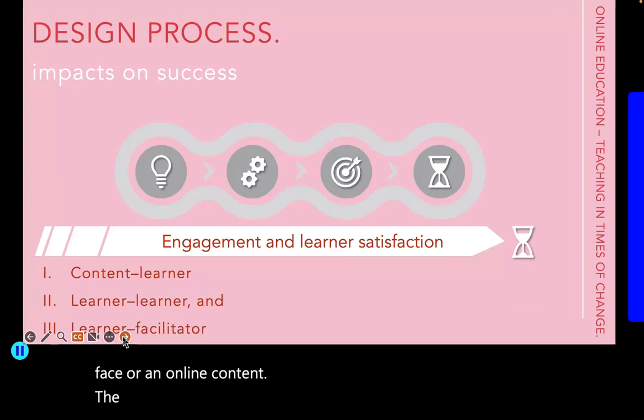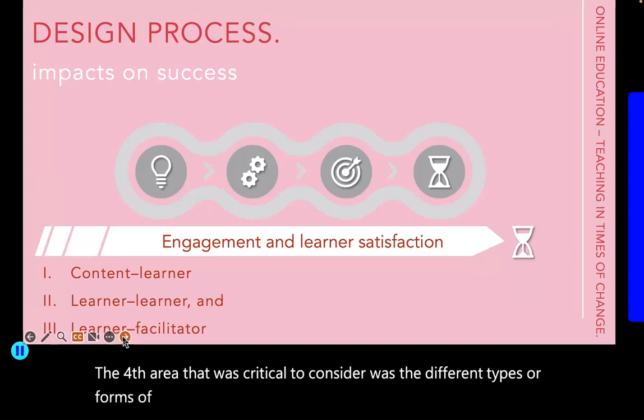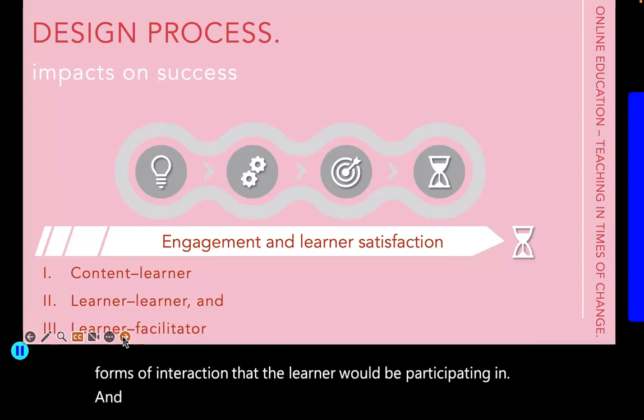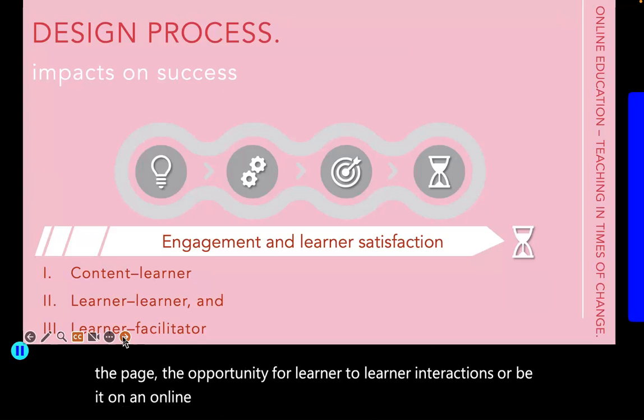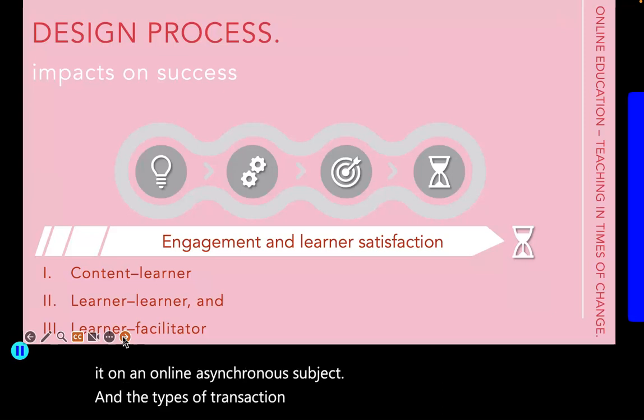The fourth area that was critical to consider was the different types or forms of interaction that the learner would be participating in. And that is the interaction between the learner and the content on the page, the opportunity for learner-to-learner interactions, albeit on an online asynchronous subject, and the types of transactions that the learner would have with their facilitator.